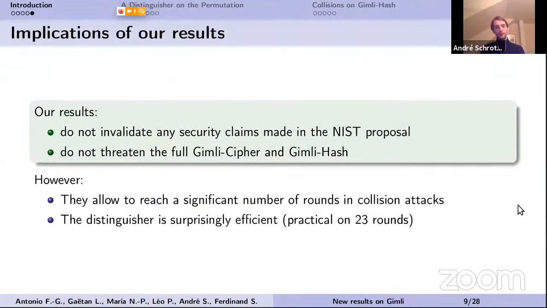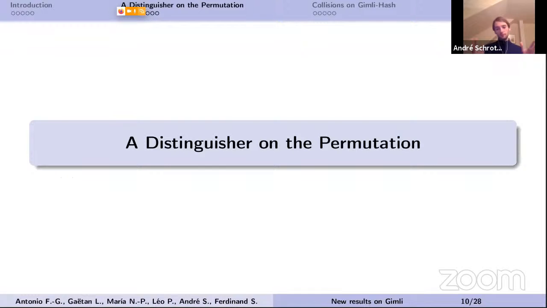I must say that our results do not invalidate any security claims that were made in this proposal. We only target reduced versions of Gimli cipher and Gimli hash. However, we could significantly increase the number of rounds reached in collision attacks. And it was a bit surprising to us to find an efficient distinguisher. As I said, it's practical on 23 rounds. So since I'm talking about it, let's dive into the details of this distinguisher.